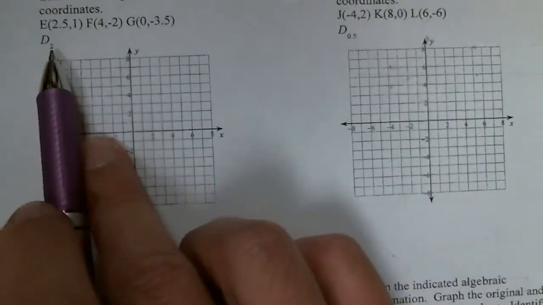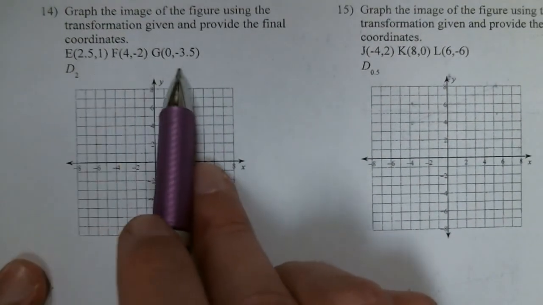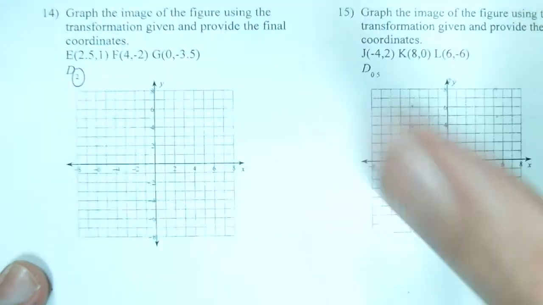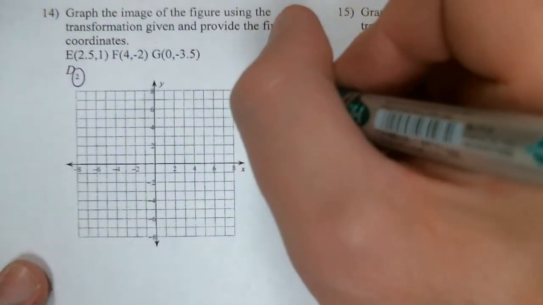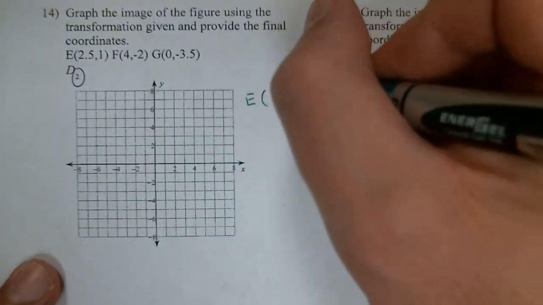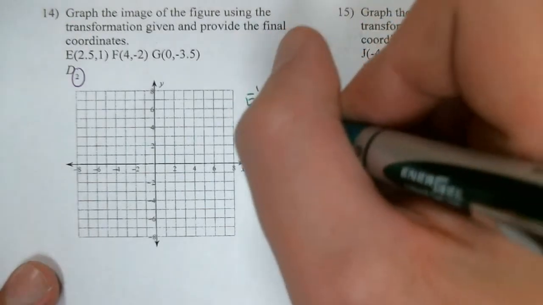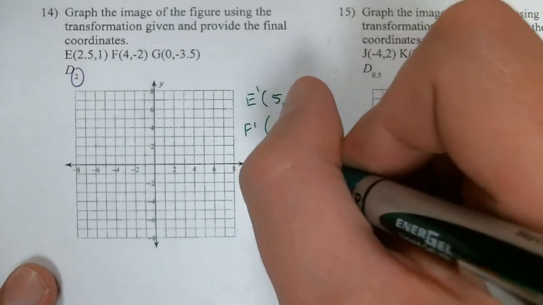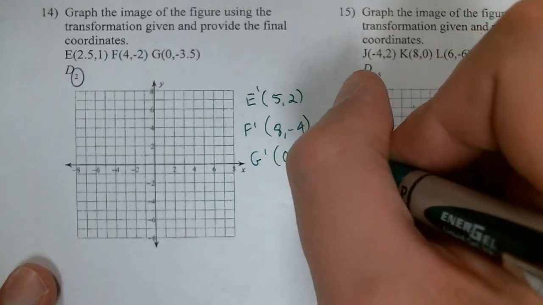These are easy. All you do with the dilations, guys, is you just multiply each of your coordinates by 2. Okay. So I got this 2 here. I'm just going to multiply every number by 2. So E prime is going to become 5, comma 2. F prime is going to become 8, comma negative 4. G prime is going to become 0, negative 7.